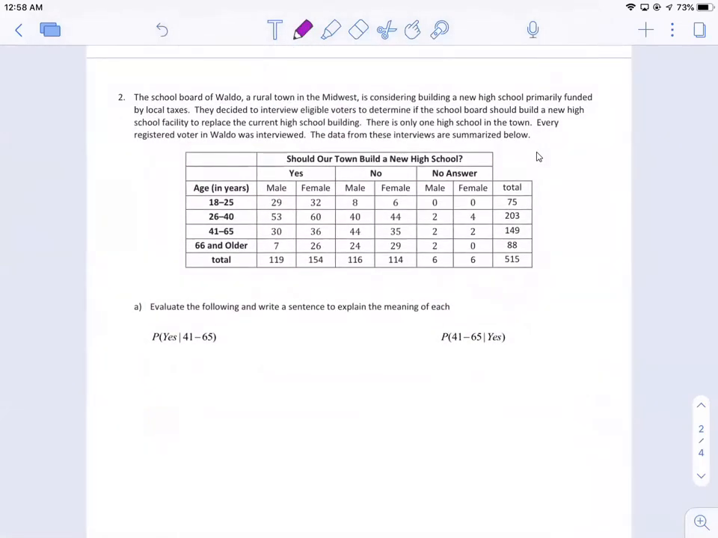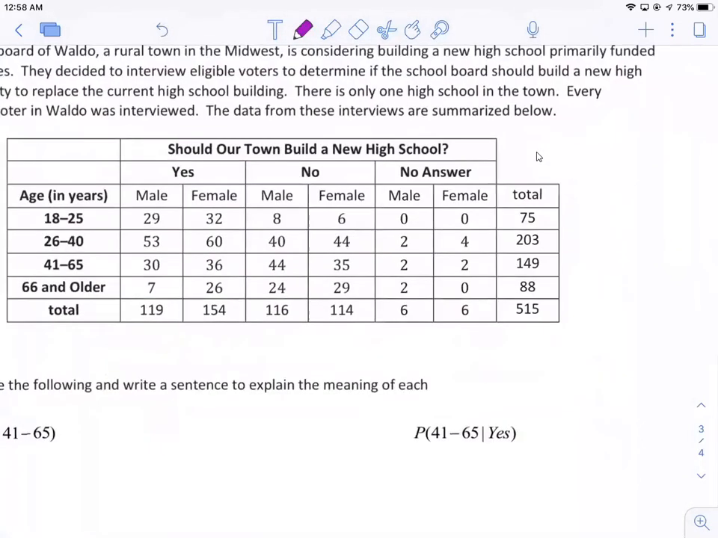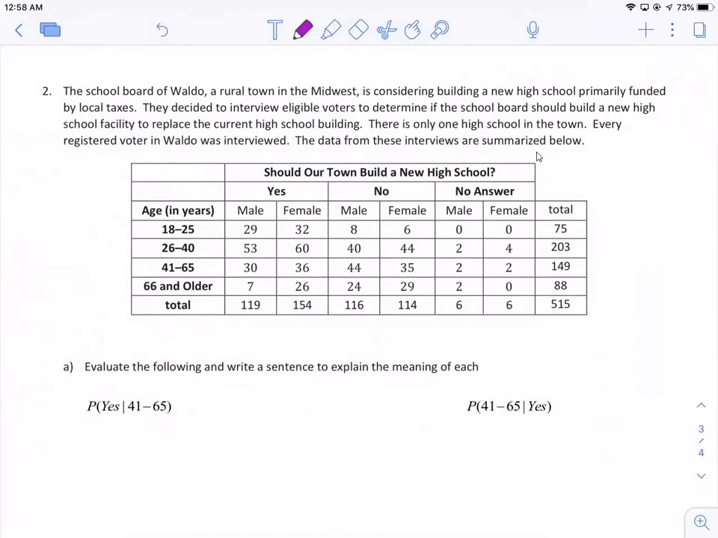I took out a whole bunch of questions because you actually had to fill this in before, but I just filled this in for you because it's kind of silly. But anyway, evaluate the following and write a sentence to explain the meaning of each.